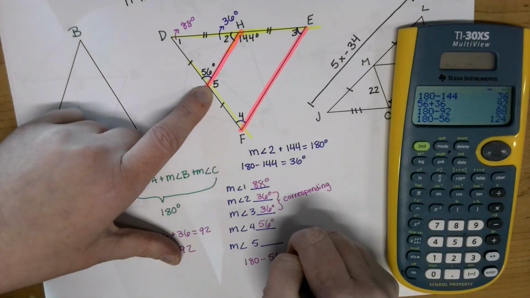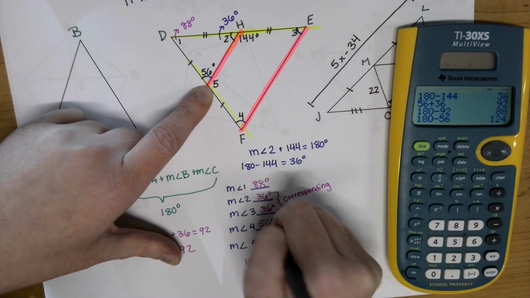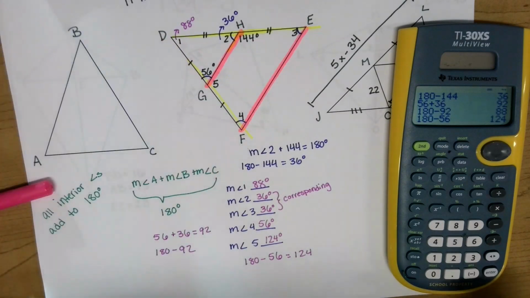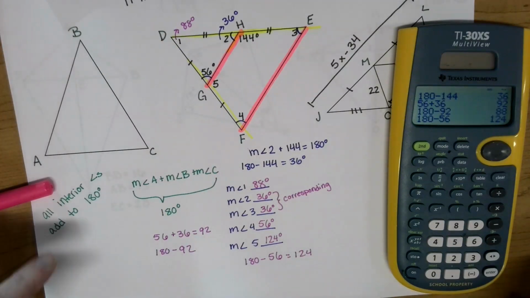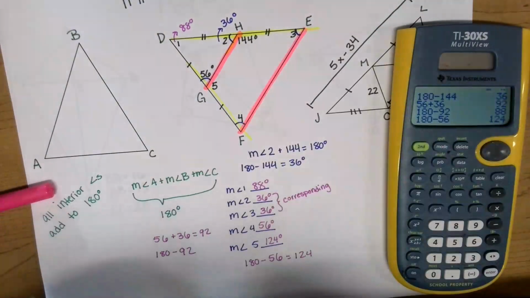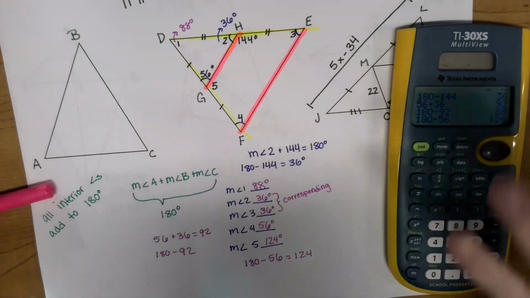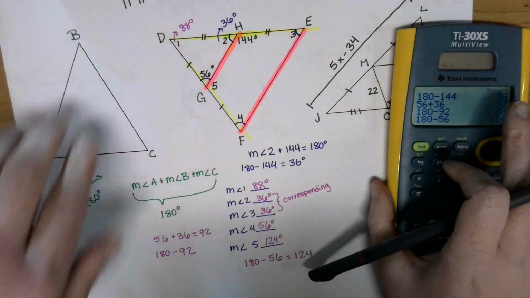And that's going to be 124. Okay, and we found all our missing angle measures. Basically, we just use the fact that straight lines and triangles all add up to 180 degrees.